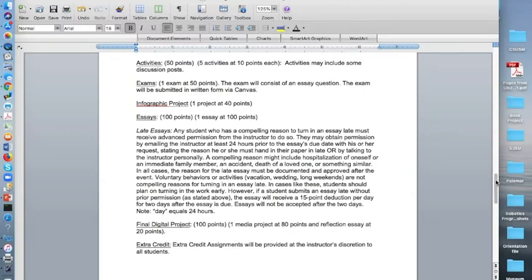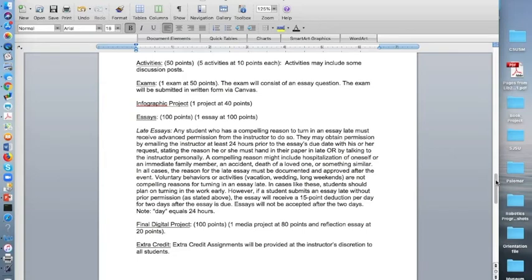A compelling reason might include hospitalization of oneself or an immediate family member, an accident, death of a loved one, or something similar. In all cases, the reason for the late essay must be documented and approved after the event. Voluntary behaviors or activities, vacation, wedding, long weekends are not compelling reasons for turning in an essay late. In cases like these, students should plan on turning in the work early.